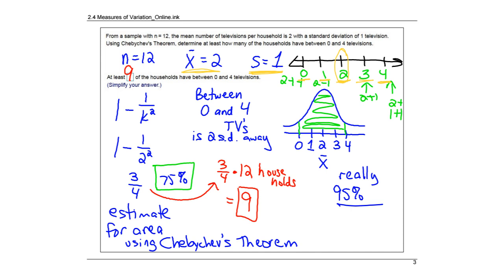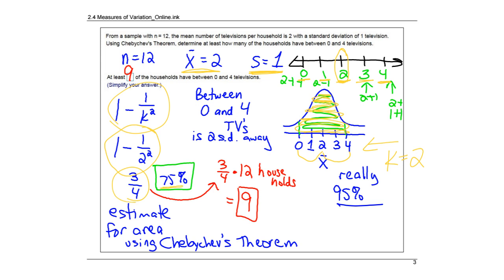Okay, so they want to know how many households have between 0 and 4 televisions. So that means, I put my number line on here again, that means we want to know the area between 0 and 4 here. Well, what happens is we are 2 standard deviations away on this side. We're also 2 standard deviations away on this side. So that's telling me that k is equal to 2. So let's come over here to our formula, our C's theorem. We're going to put 2 in for k. That gives us 1 minus 1/4, which gives me 3/4, or 75%.